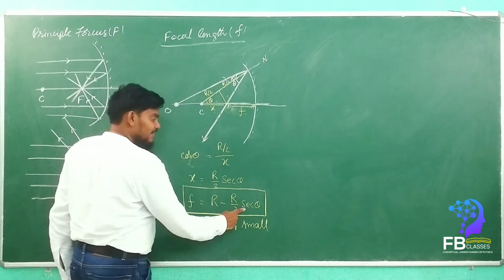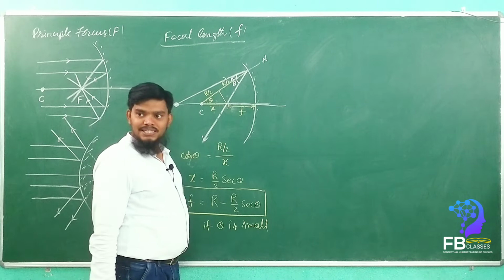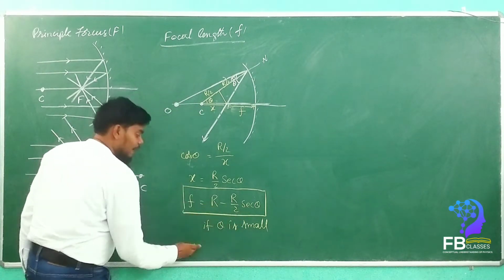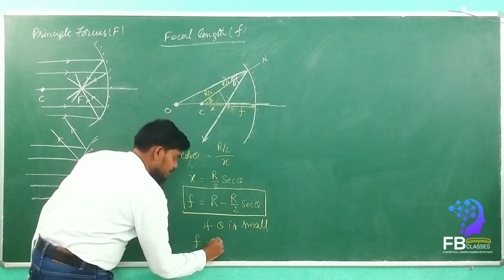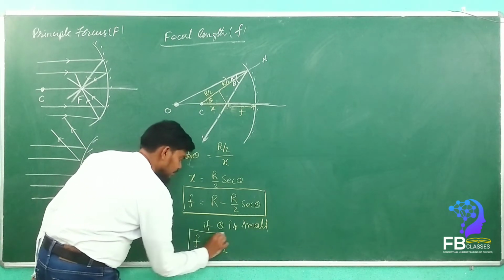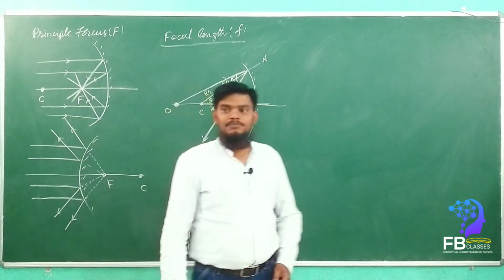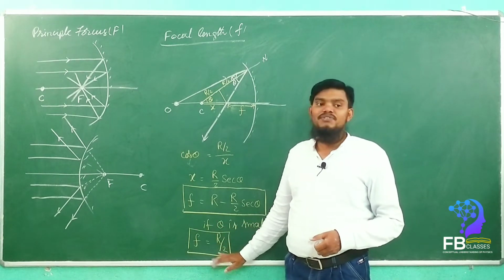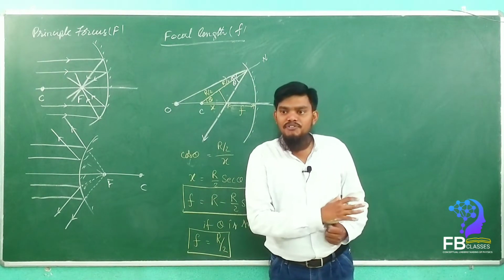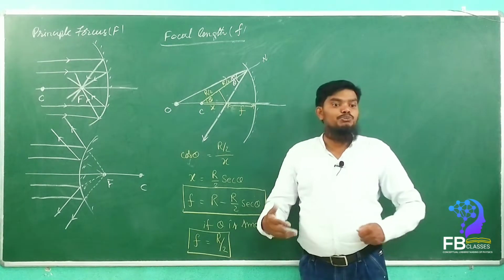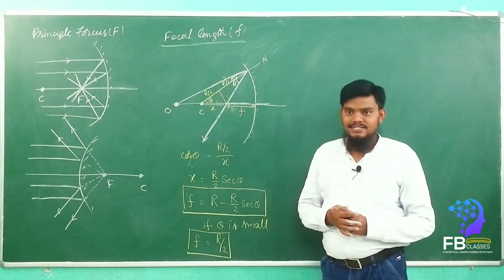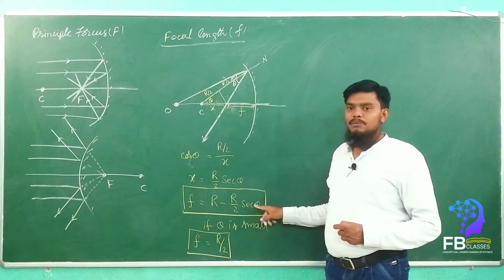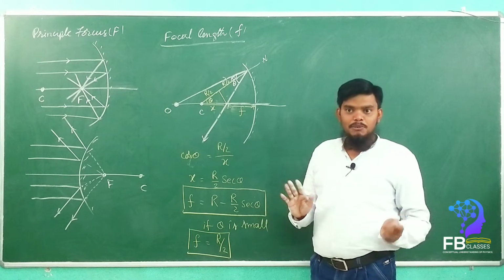So if theta is small, secant theta is equal to 1. Yes or no? Secant theta becomes 1. Got it? So if it is 1, then what will happen? F is equal to r minus r by 2, it becomes r by 2. That's why in all the books they mention that the focal length of a mirror is half of the radius of curvature, because they already assume that it is paraxial lines. Otherwise this is the actual focal length: f is equal to r minus r by 2 sec theta. Okay, are you getting my point?